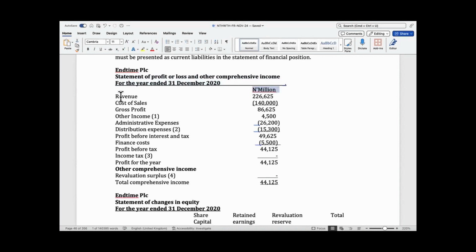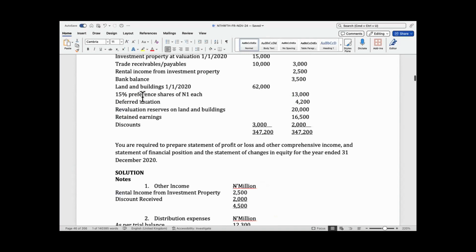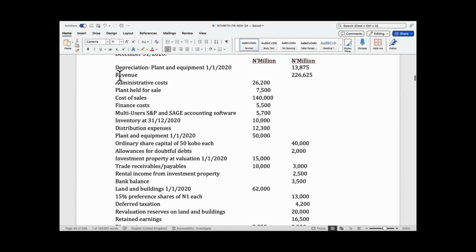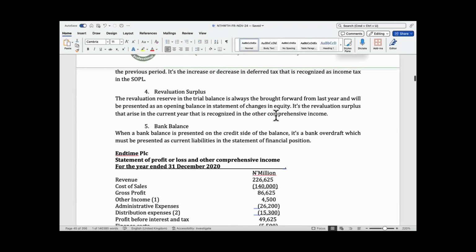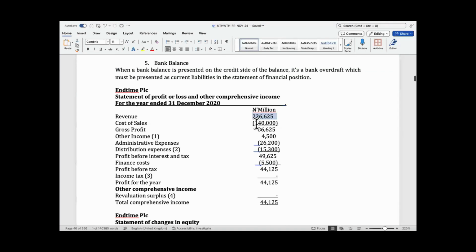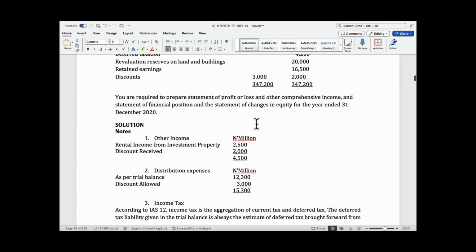Then we are preparing your P&L. The first item is always your revenue. I will go to my trial balance. Revenue, they always give you first, not always. They could put it anywhere. So you are the one that will know that the first figure I need here is revenue. This amount here, just transfer it to your statements. Revenue, 226,625. That's my first item.